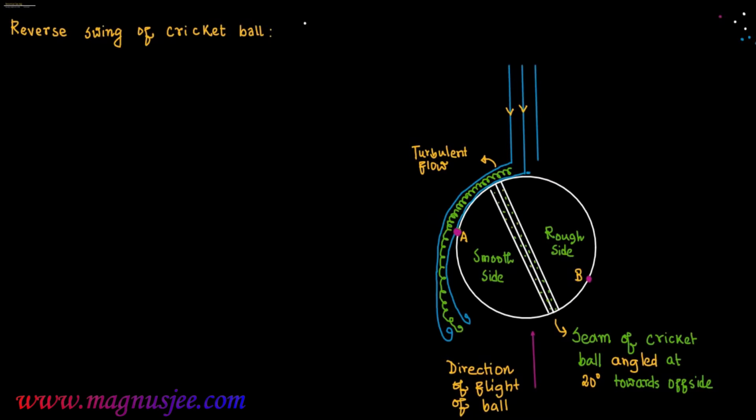We can denote the point B, which is the point of separation of boundary layer from the rough side or from the non-seam side of the cricket ball. So this is the boundary layer which will also be in turbulent state, touching the non-seam side of the cricket ball or touching the rough side of the cricket ball. These are the eddies in this turbulent state, but this turbulent boundary layer will be separated from the point B.